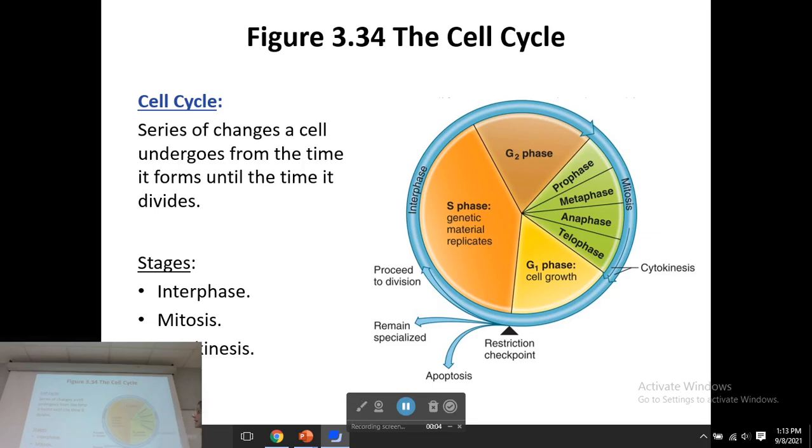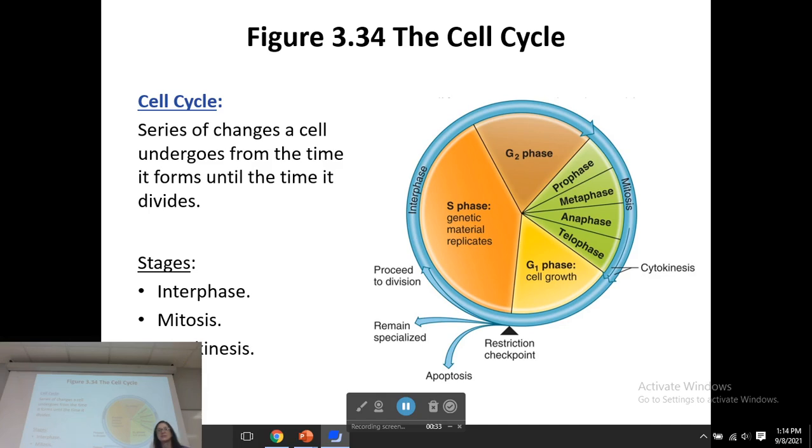All right, so the cell cycle, we're talking about what goes on in the life of a cell. So that's what the cell cycle means. And here we have this pie chart that goes through the different parts of the cell cycle. If we start here with interphase, from here all the way around is interphase. And during that time in the cell's life, it's just going through normal everyday activities.